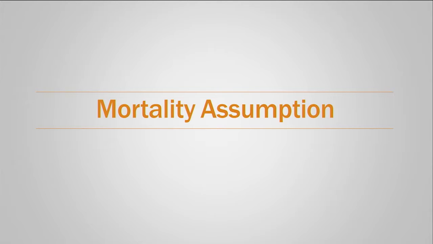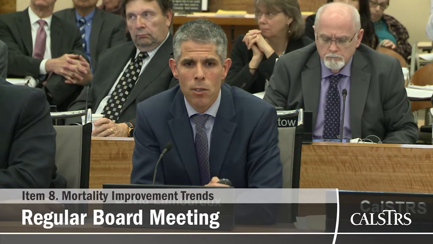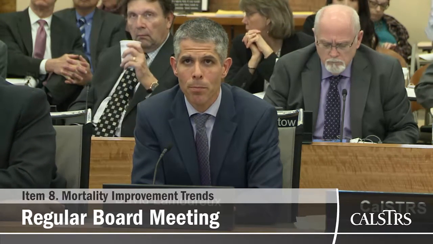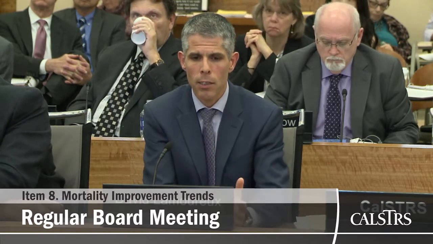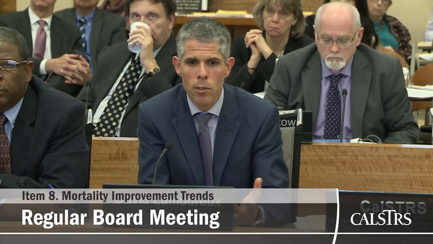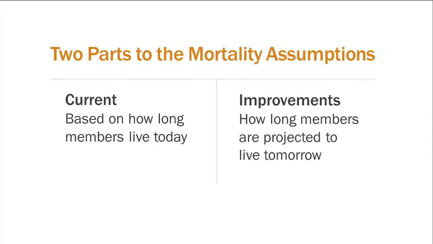So now we want to talk about the actual mortality assumption that you're going to be asked to adopt in February. If you look at the mortality assumption that actuaries use, there's always two parts to it. You've got the easiest one to come up with, which is the reflection of how long your members are living today.